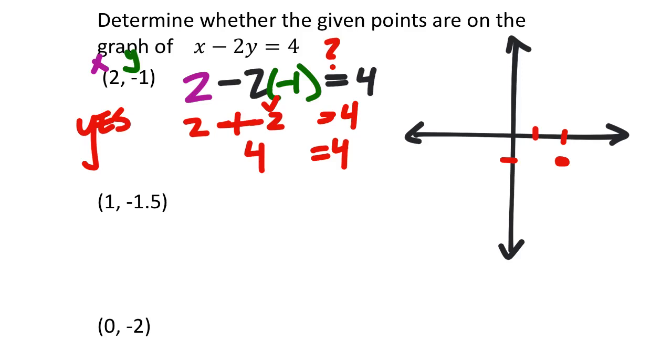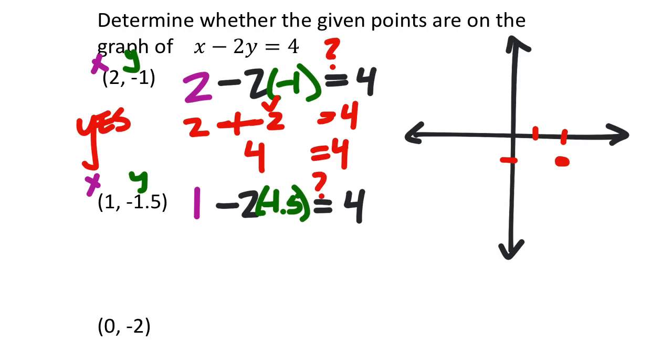Well, we'll see some decimals like this also. So I'm just going to set up the equation, replacing the x with 1. So I got 1 minus 2 times the y value, which is -1.5. And then we see if this is true.